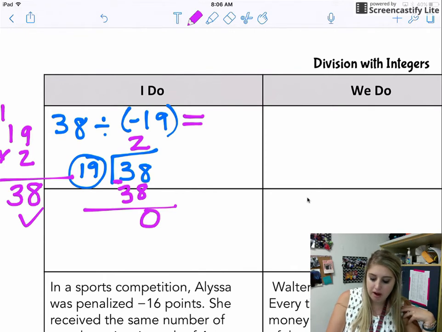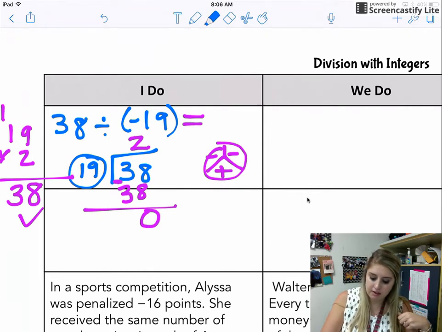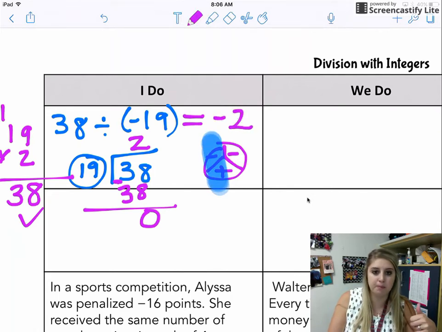However, I have a positive and a negative, so I can think about Sleepy Man again. And with Sleepy Man, I have a positive and I have a negative, so I cover 2 of them. And I'm left over with just a negative. So my answer will be negative 2. Okay, hopefully that went well for you.